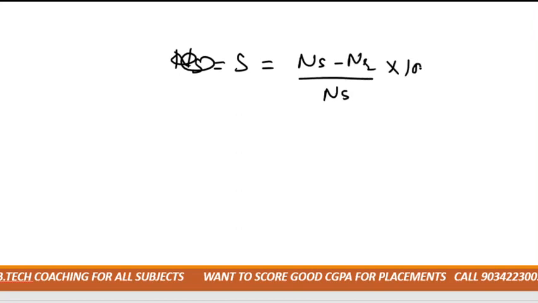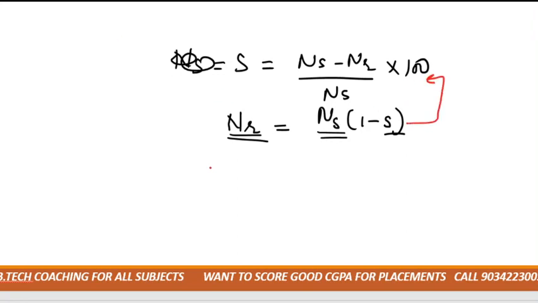Clear? So from this we have the formula of slip: S is equal to (Ns minus Nr) divided by Ns, multiplied by 100. If I want to calculate the rotor speed from here, then what will we get? Nr is equal to Ns into (1 minus slip). Because in the numericals they'll generally ask you to calculate the rotor speed if slip and synchronous speed or stator speed are given. So this formula comes from here only.